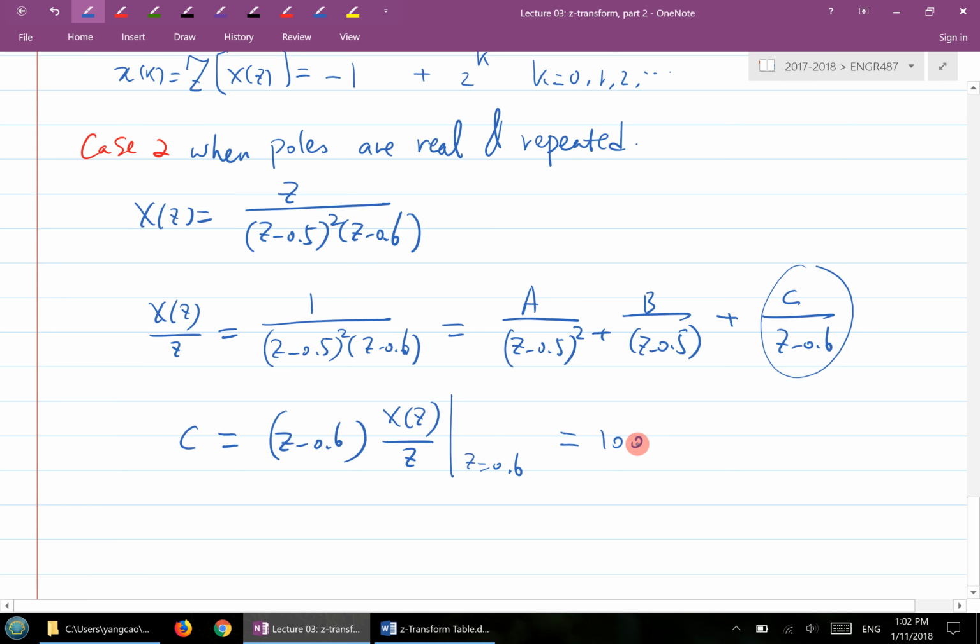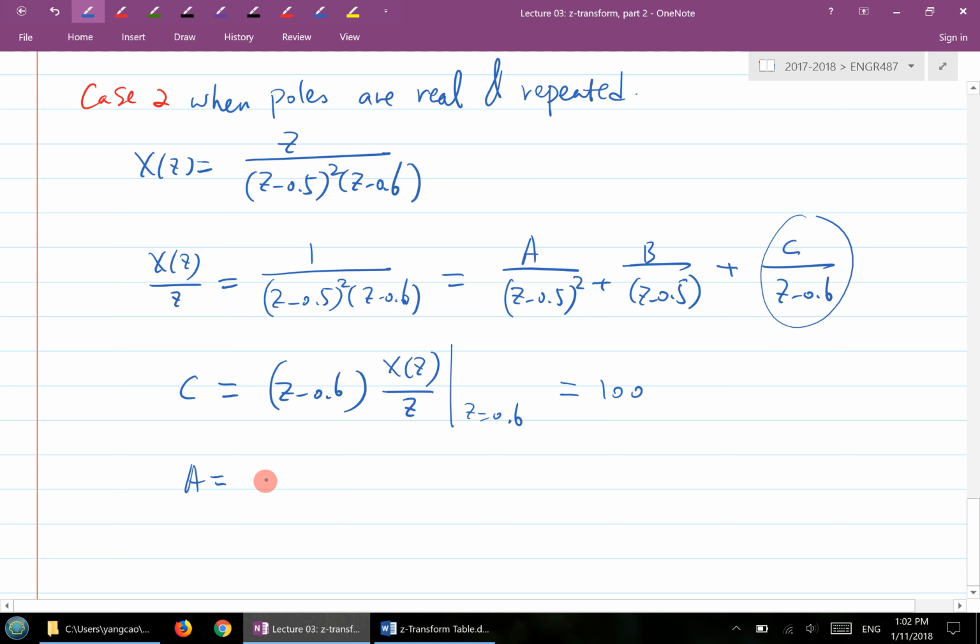And then we can do the a value here. That's actually easy to do. For this one, you use 0.5 to the power of 2, which is the denominator, divided by z, and let z equal 0.5. So this time, what do we get? Now we cancel that and plug in 0.5, so 0.5 minus 0.6 is negative 0.1, so negative 10.